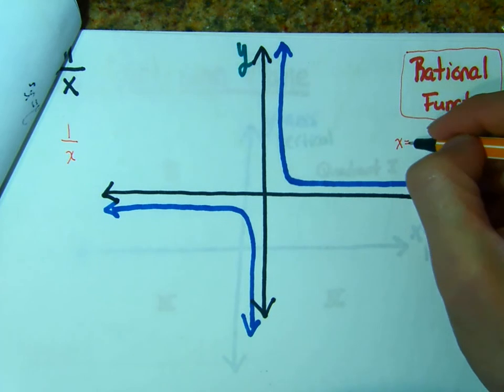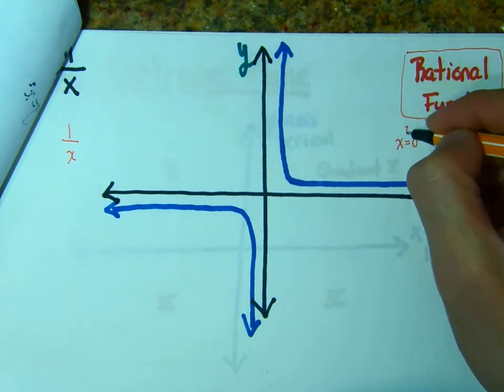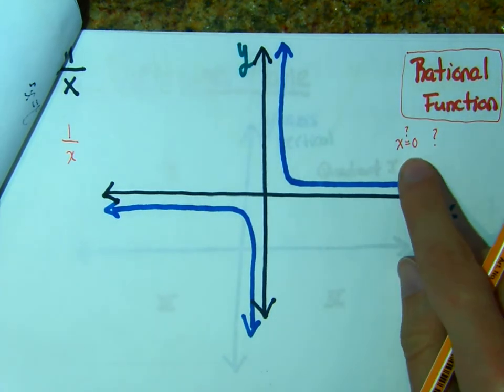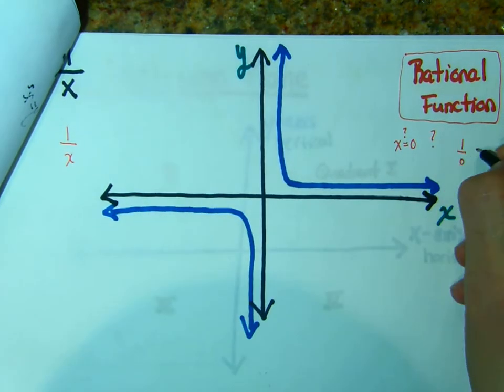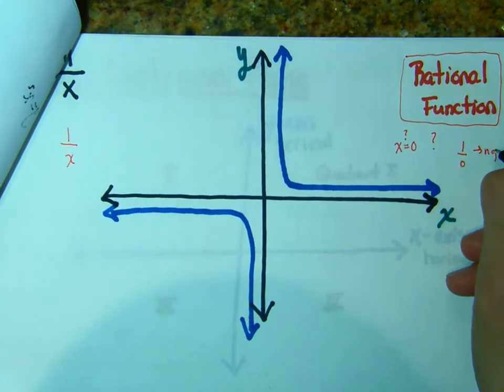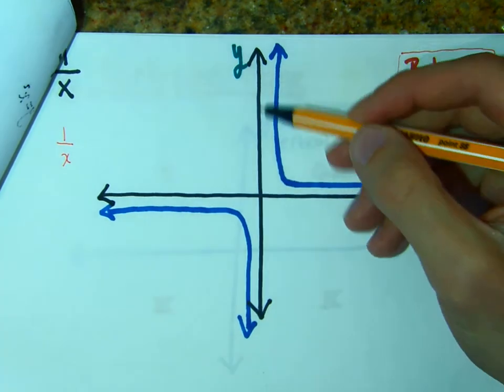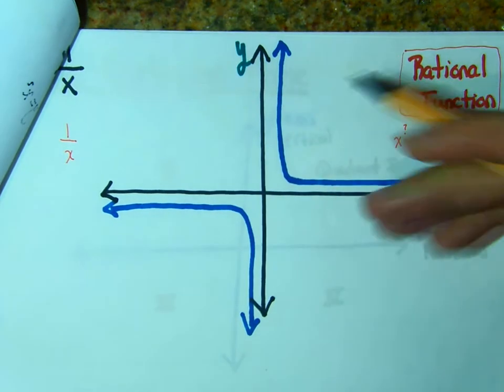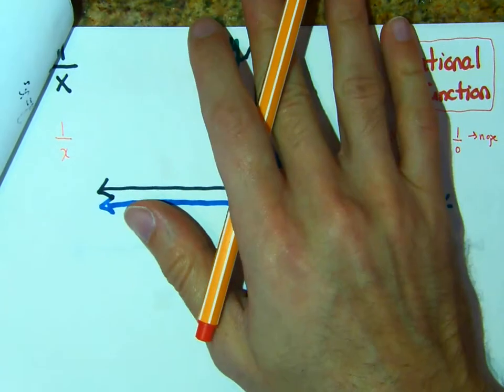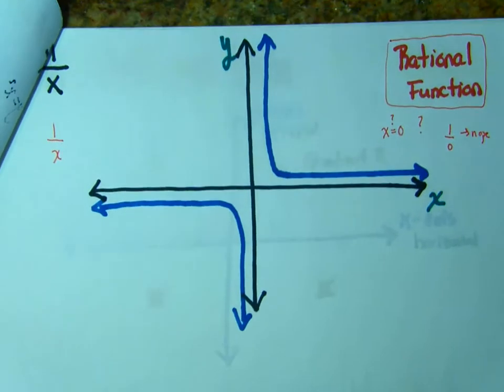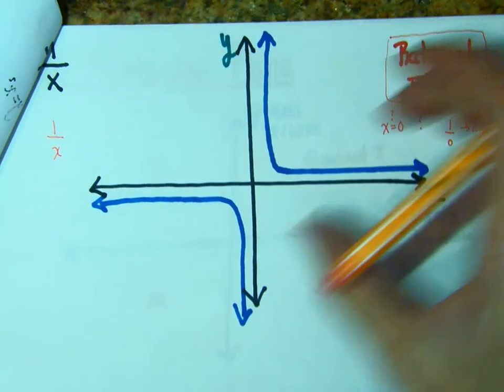Can x be 0? Can you have x be 0 here? Can you have 1 divided by 0? Nope, you're not allowed to have that. So it creates this vertical asymptote, and that's a part of the reason why the graph looks like this. But we're not going to focus on this one today. I just wanted to show you how it looks for you to have in your notes.